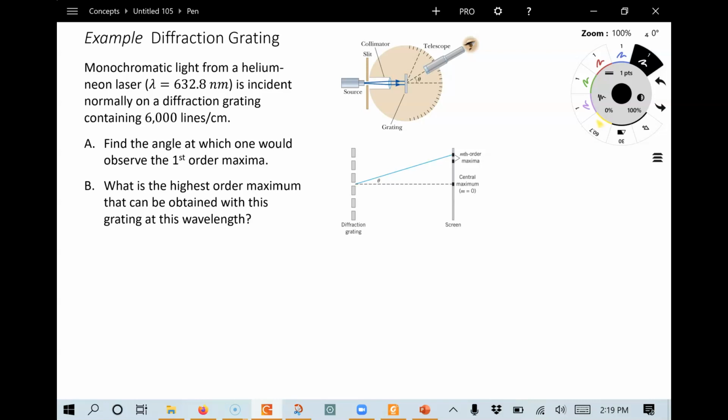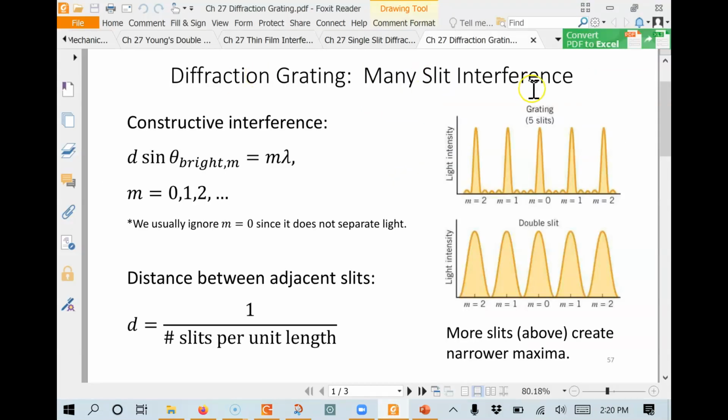The effect of the diffraction grating is to produce maxima that are spaced out away from the central maximum. In this question, we're asked to find the angle at which one would observe the first order maxima. If we look at the equations for diffraction gratings, we see that it has the same form as the equation for the double slit. And we're only interested in the bright ones because the diffraction grating is to separate out light so that you can see the bright spots.